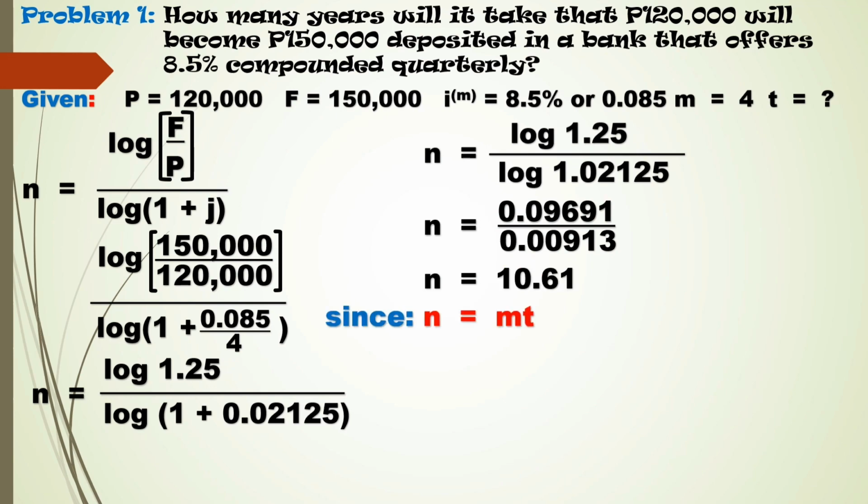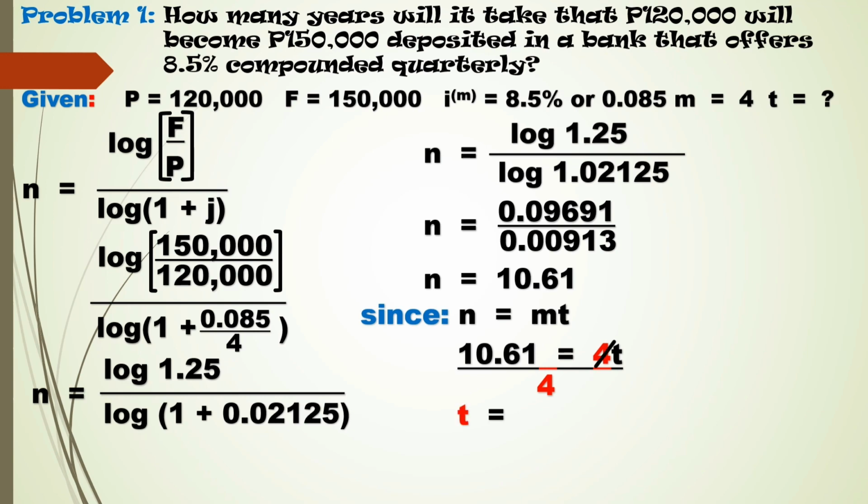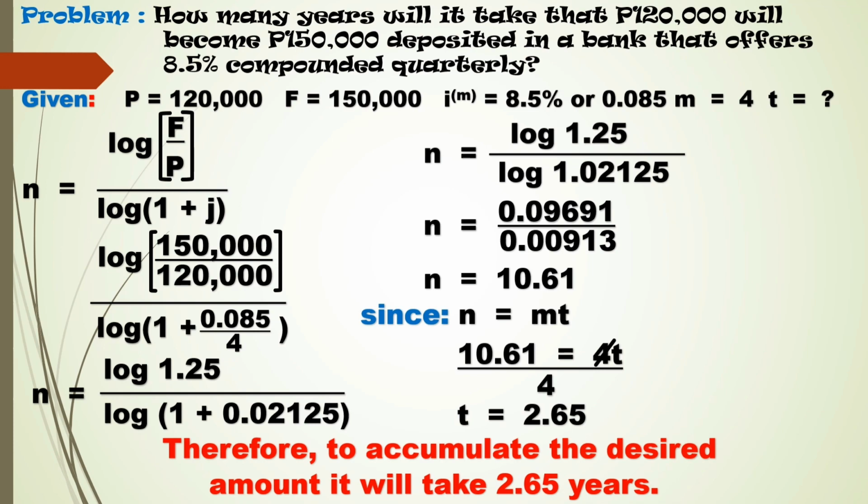Since n is equal to mt, we will continue to solve for the time. By substitution, we have 10.61 equals 4t. To remove 4 from t, divide both sides by 4. 4 is cancelled, t remains. 10.61 divided by 4 equals 2.65. And finally, for this particular problem, we are through solving for the time. So we can say that to accumulate the desired amount, it will take 2.65 years.